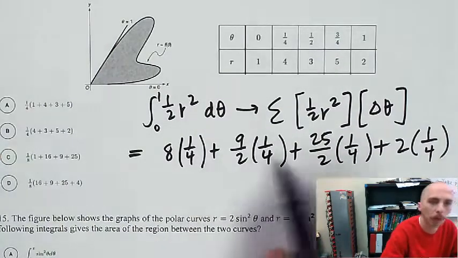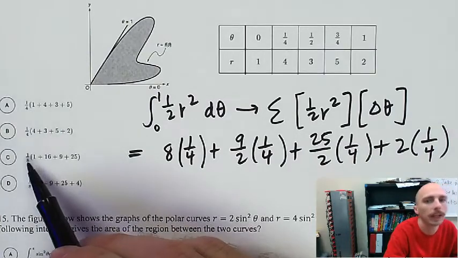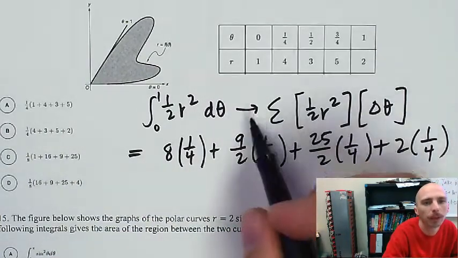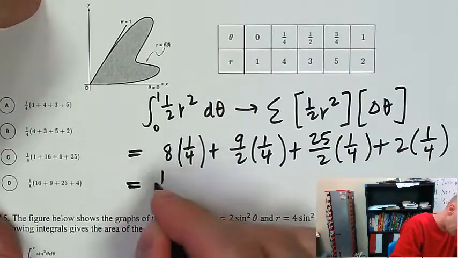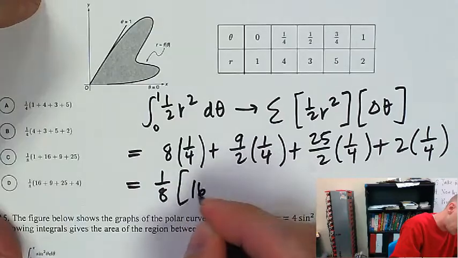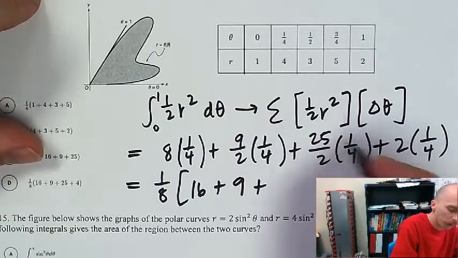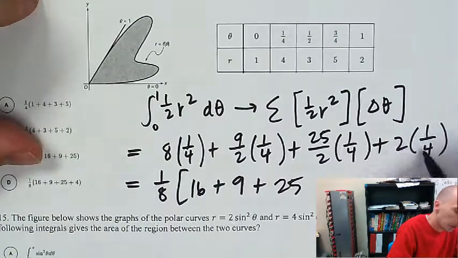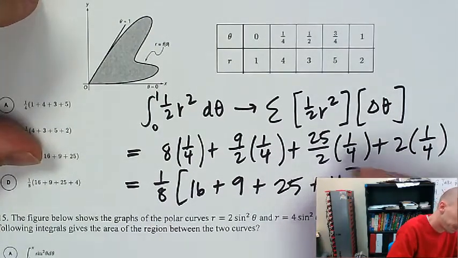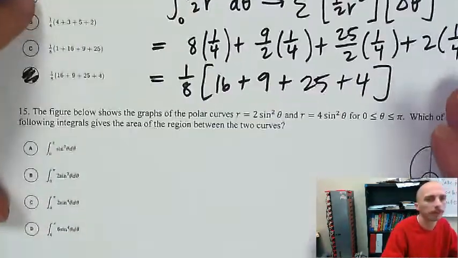And you see we've got a couple of these that are just pulling out a fourth, but I don't see any way that I can pull out fourths and not be left with still these halves. And that's where the 1/8 is coming from. It would have been better if I'd pulled out the 1/2 and delta theta, but it's okay, right? I can still pull out a 1/8, and I'd just be left with here 16, here 9. If I'm pulling out a 1/8, I'm really multiplying by 8, so 25 and 4. 16, 9, 25, 4. Here it is. Okay, that's choice D.